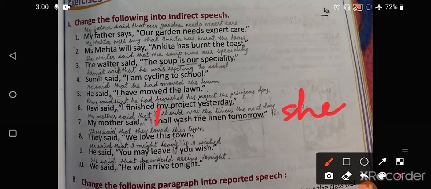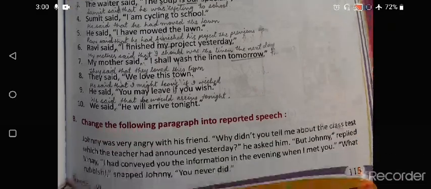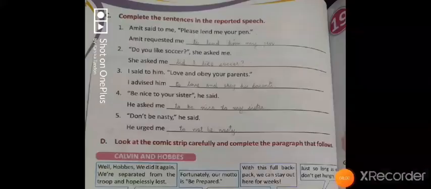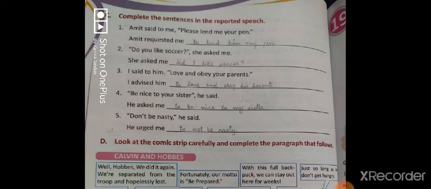Alright. Now coming on to the second exercise, which is, change the following paragraph into reported speech. So this particular question is your homework, but I will give the solution of this question in my next video so that you can check it from there. Coming on to the next exercise, which is C. Complete the sentences into reported speech. Here we have to write it in reported speech.